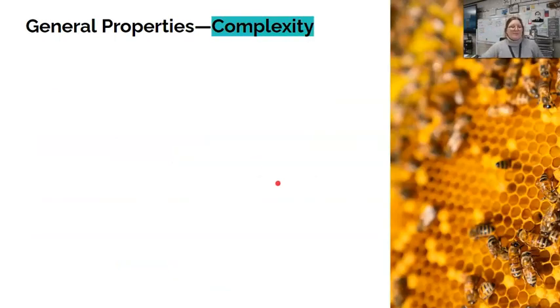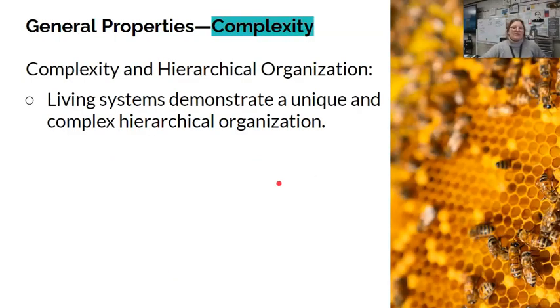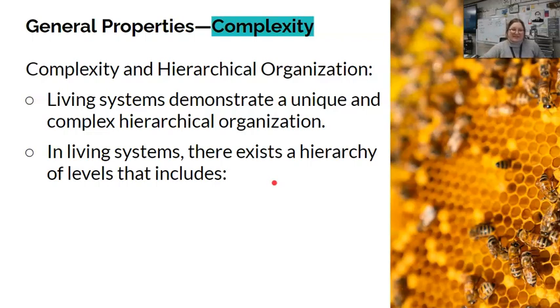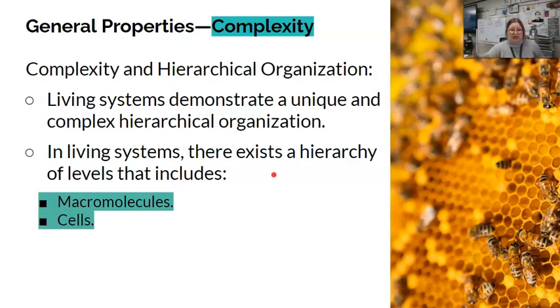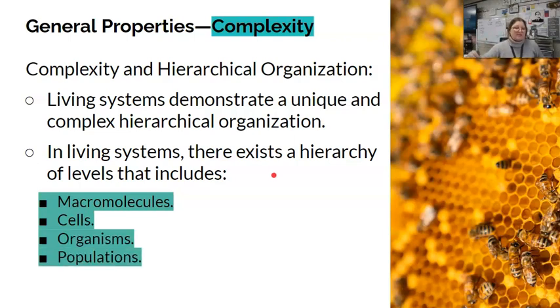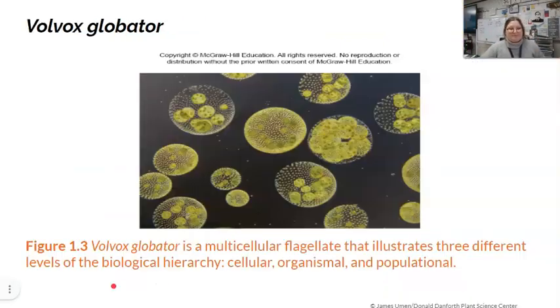All right, another thing is complexity. So living systems demonstrate a unique and complex hierarchical organization. In living systems, there exists a hierarchy of levels that includes macromolecules. So that was our proteins, nucleic acids, and all of that. Those create cells. Cells make up organisms. Organisms then make up populations, and populations make up species. So this is hierarchical level of organization, going from small to big.